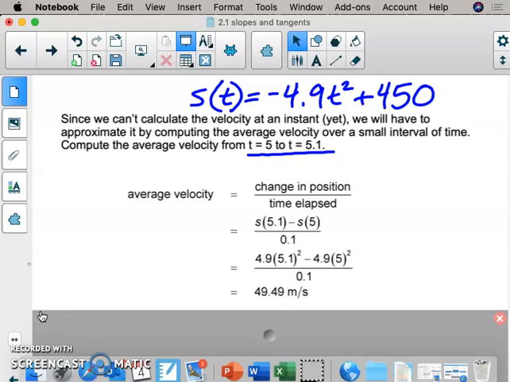What's wrong with this answer? It should be negative, and you're absolutely right. It is negative, and the reason it's negative is because it's traveling down. Anyway, negative 49.49 meters per second is that answer.